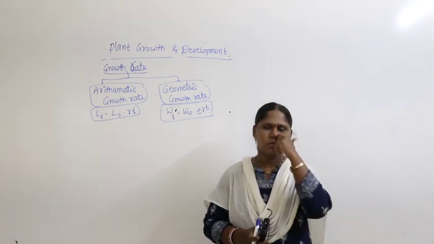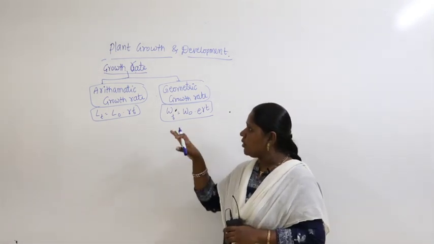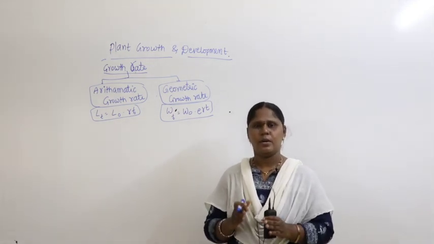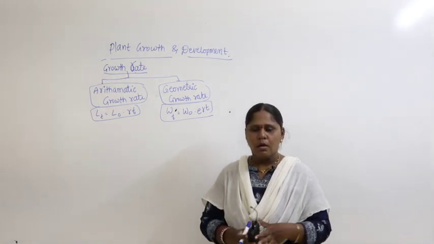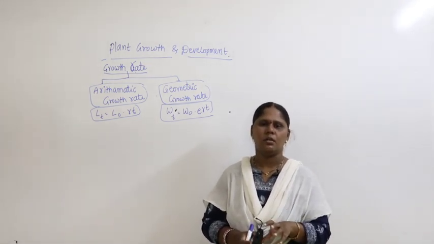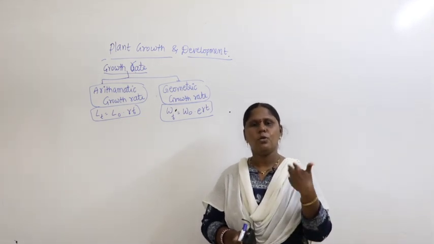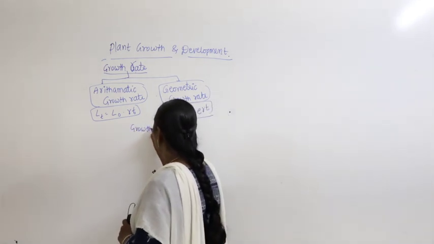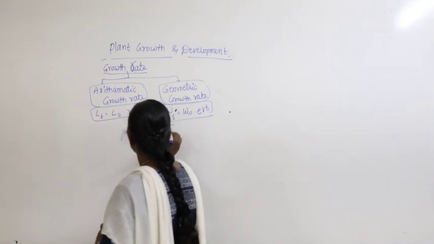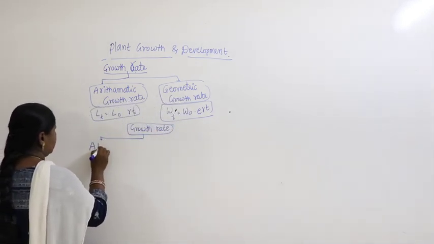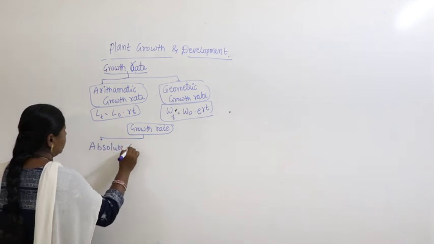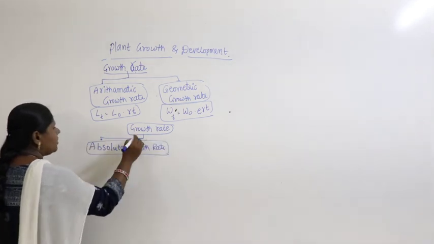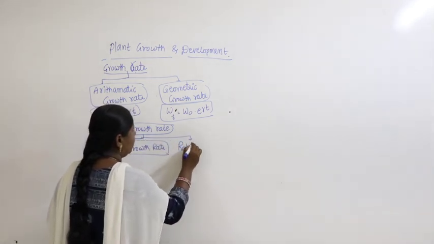Similarly, as we go on discussing arithmetic and geometric growth rate in different cells, in different metabolic pathways, especially to measure the growth rate, we take into consideration two more types of growth rate. So what are the two more types of growth rate? I'll write again. Growth rate is also further divided into two categories. One is called absolute growth rate, and the other one is called relative growth rate.